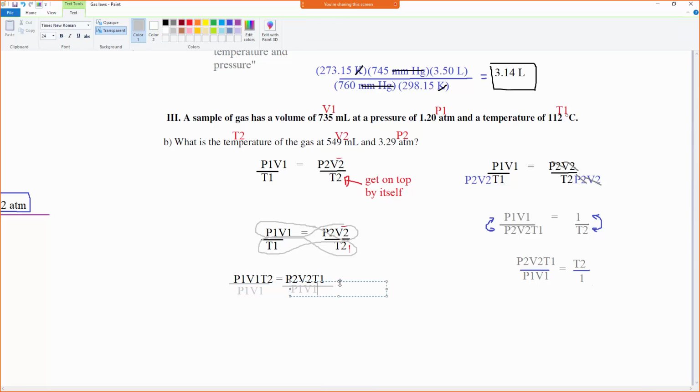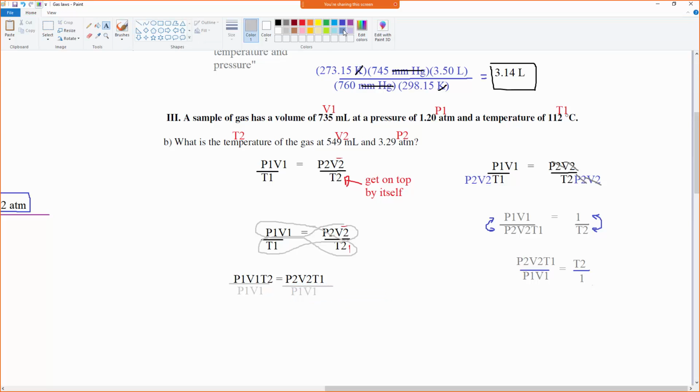Is that too light for you guys to see? Try to use slightly different colors so you can see my thought process here.